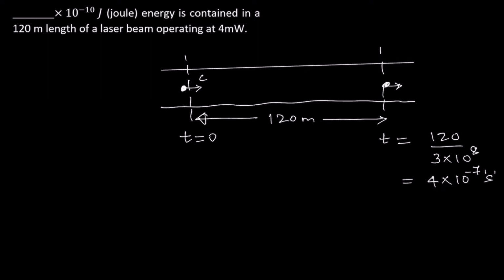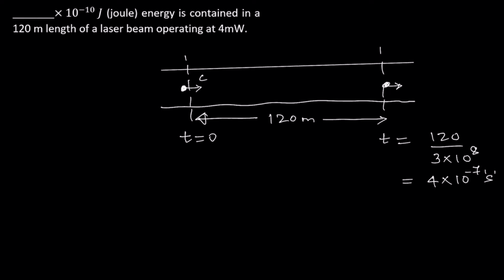Now, what happens to the photons that were generated in between? The photons at the left cross section are going to reach the right cross section at time t equal to 4 into 10 to the power minus 7 seconds. But the photons which were generated before this time will all be present in this region. So the energy of all those photons is the energy contained in that length. That is what they are looking at here.